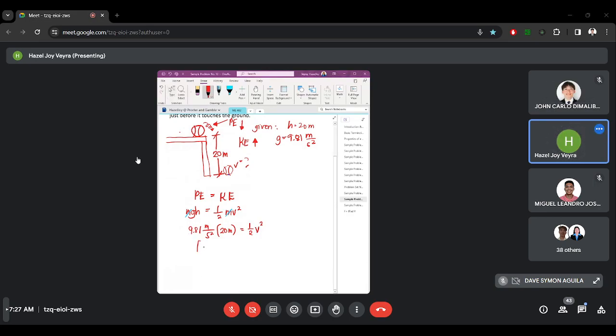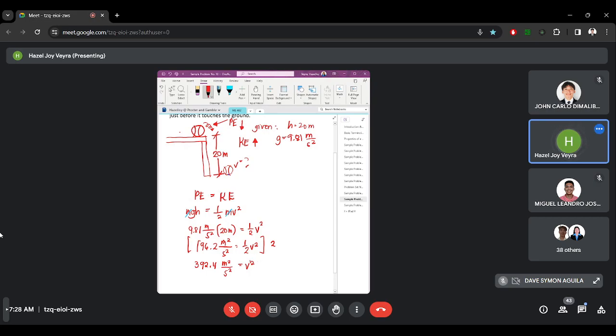196.2 meters times meters, m squared over s squared. So this is equal to 1/2 v squared. Let's multiply both sides by 2 so that it cancels out with the 1/2 of v squared. So we have 392.4 meters squared over second squared equals v squared.